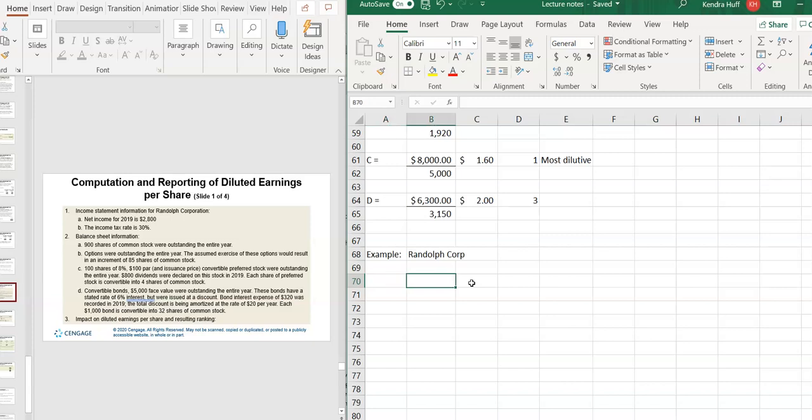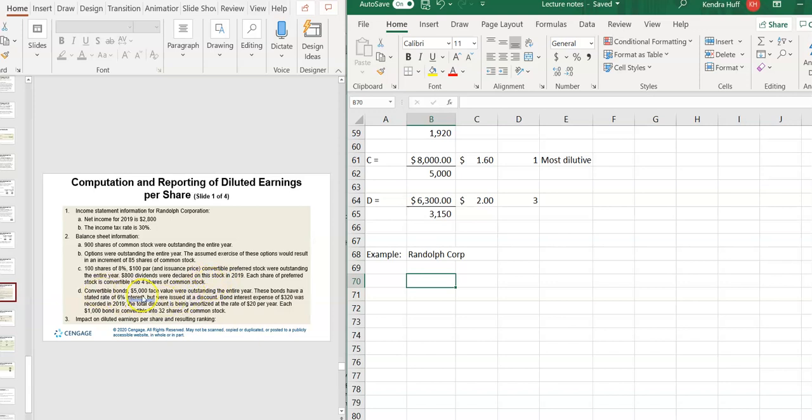All right, Randolph Corp had net income of $2,800, income taxes 30%. They had 900 shares of common stock outstanding the entire year. Options were outstanding the entire year. The assumed exercise price of these options will result in an increment of 85 shares of common stock. So they already calculated that for us. That's nice. 100 shares of 8%, $100 par convertible preferred stock were outstanding the entire year. 800 in dividends were declared on this stock. Each share of preferred stock is convertible to 4 shares of common stock.